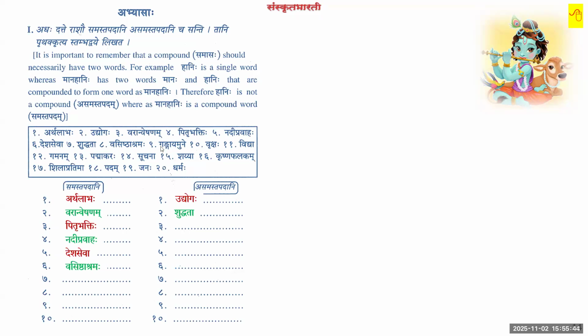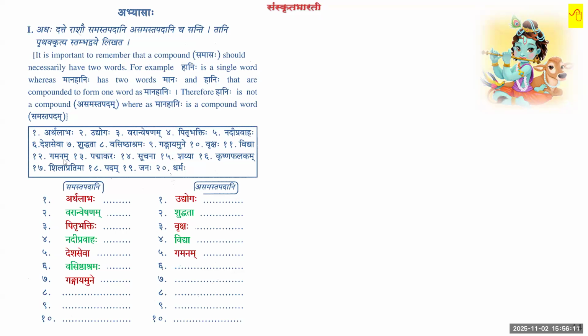Strilinge dvivachane asti pratamaya. Ganga cha Yamuna cha, Ganga Yamune. Prayage milatah. Asamastapadam. So it is basically a tree. Vidya. Asamastapadam. Gamanam.